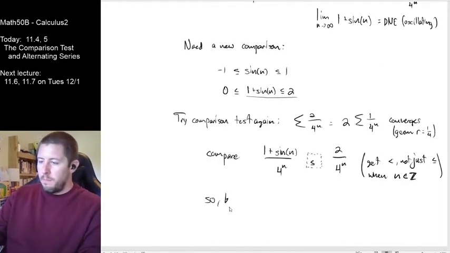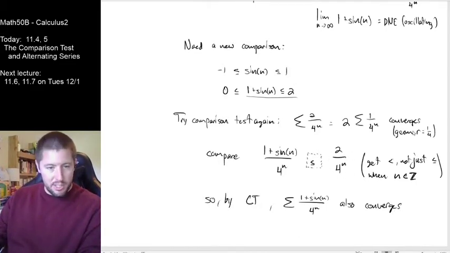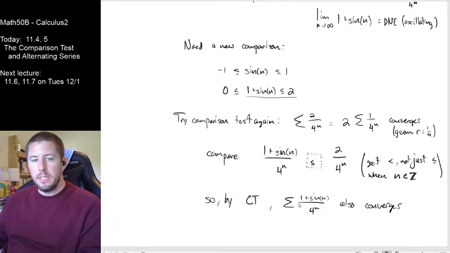So by the comparison test, the series 1 plus sine of n over 4 to the n also converges. Don't know what it converges to, but I know that since 2 over 4 to the n converges because it's a geometric series with r equals 1/4, and since all of the terms of our series in question are smaller than all of the terms in a convergent series, then our series must also converge by the comparison test right there.